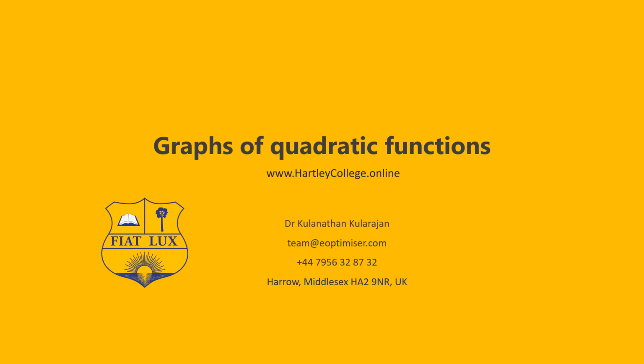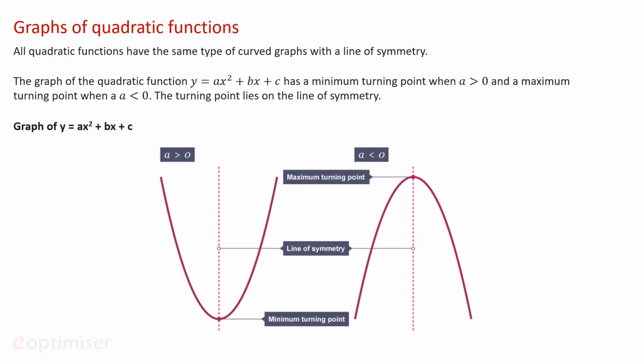In this lesson, we will learn the graphs of quadratic functions. So the quadratic function's graph will have a line of symmetry. It's going to have equal sides, and you can draw a line in the middle. That's symmetrical. All the graphs are going to be something similar, depending on the formula.